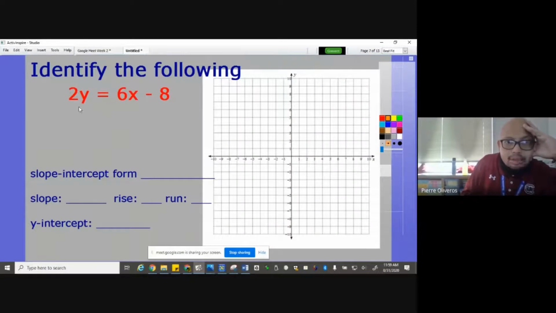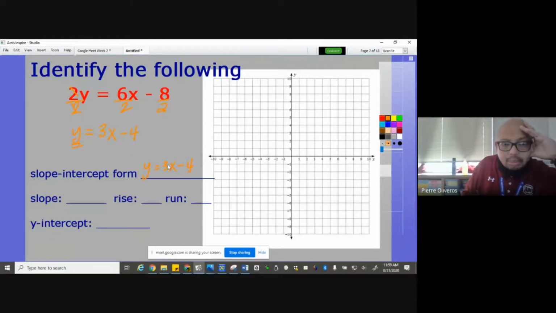Is y by itself here? No. So let's isolate the y by dividing by 2. Divide by 2, divide by 2. Cancel, cancel. So y is equal to 6 divided by 2, which is 3x minus 4. Therefore, y is by itself, and my slope intercept form is y equals 3x minus 4.